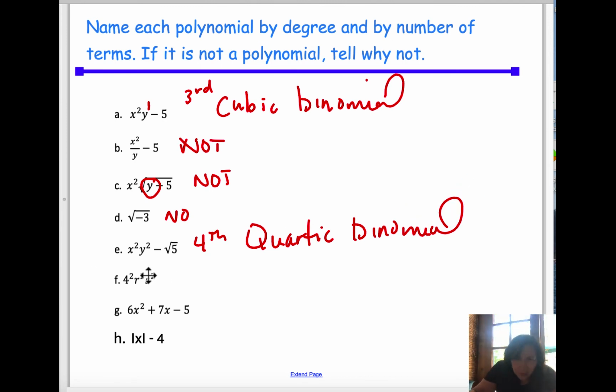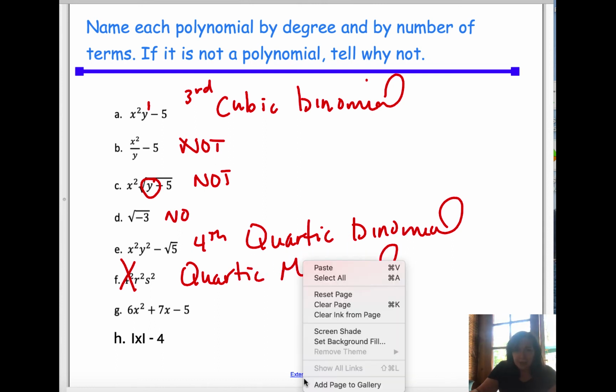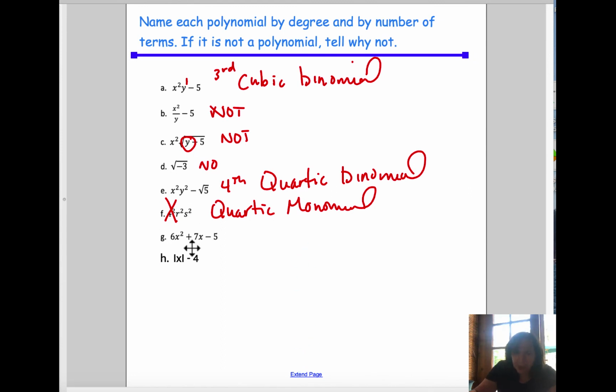This one also is a quartic, because remember the 4 doesn't count. So that's 2 plus 2 again, a quartic. But this one is called a quartic monomial. This one here, it looks like it's a squared. That's a 1. And remember that x to the 0 power, which we don't count. That's going to be a second degree. So a second degree we call a quadratic. And 3 terms makes it a trinomial.